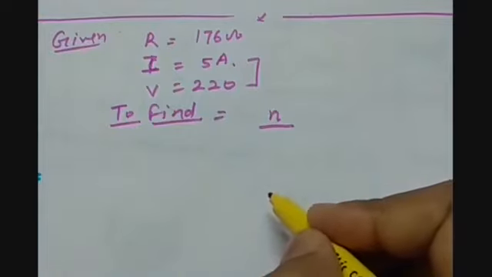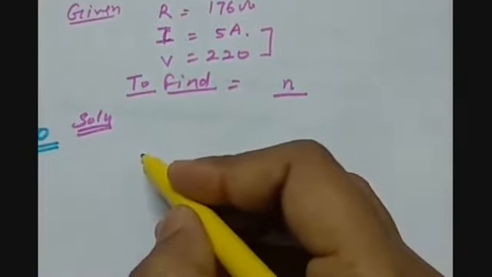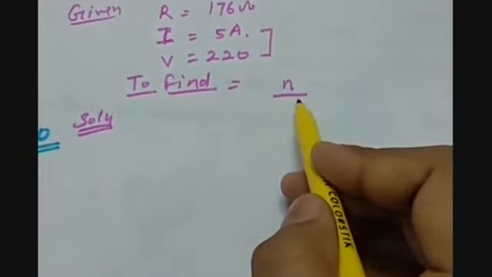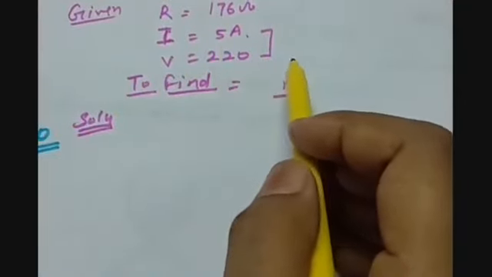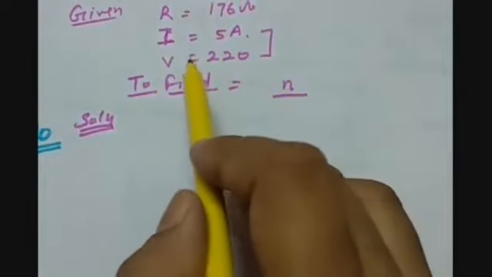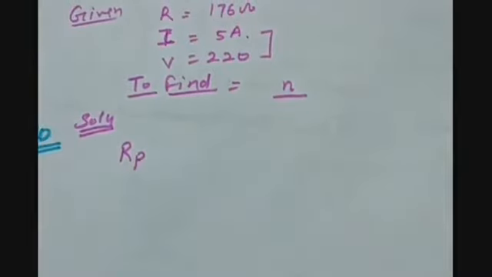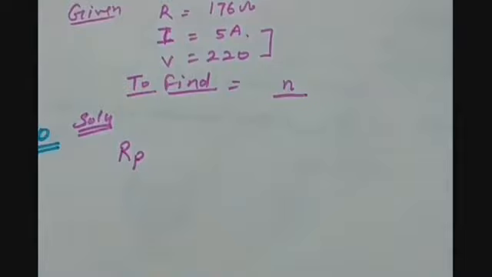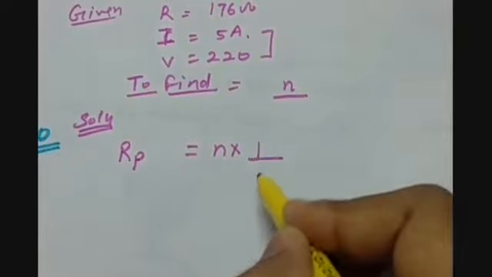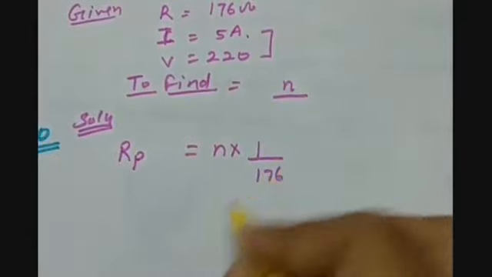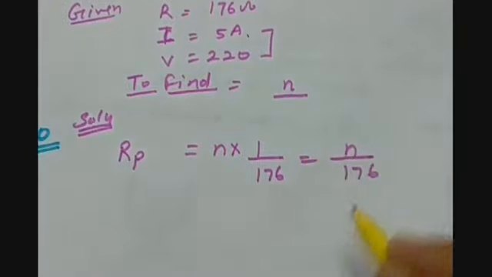So let's say it is N. In solution, we have that let N number of resistors are required to carry a current of 5 ampere on a 220 voltage supply. And these all are connected in parallel with each other. So equivalent resistance in parallel of resistors having 176 ohm will be N into 1 upon R, that is 176. So this becomes N upon 176.